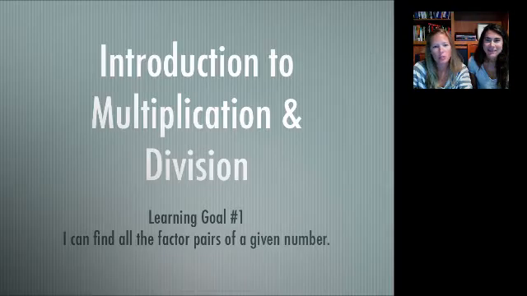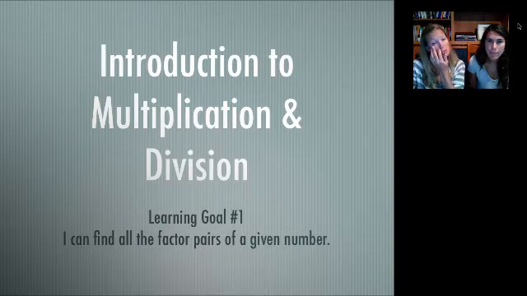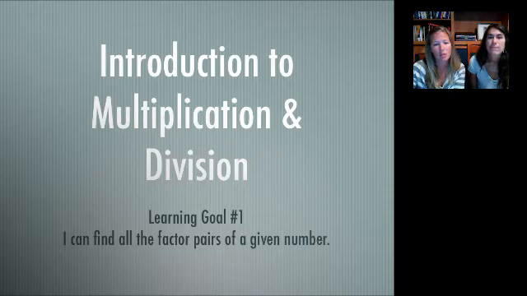Alright, so welcome to Unit 1. We are going to be learning in Unit 1 about multiplication and division, and the first thing we're going to learn about is finding all the factor pairs of a given number.